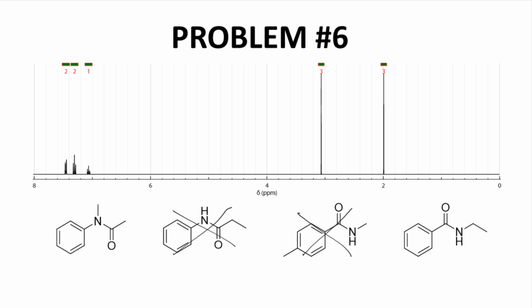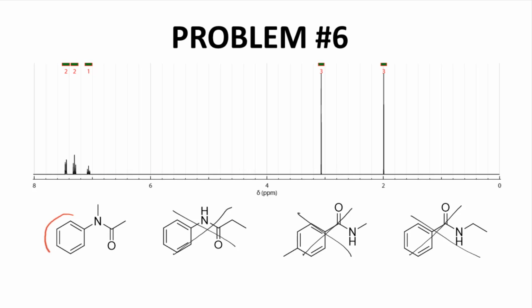Okay, now let's look at this last structure. This last structure should have a methyl, and there's no other methyl. Furthermore, it should have an NH, which we don't see in this spectrum. Therefore, we can likely eliminate this. Now let's just make sure everything makes sense based on what we've said.